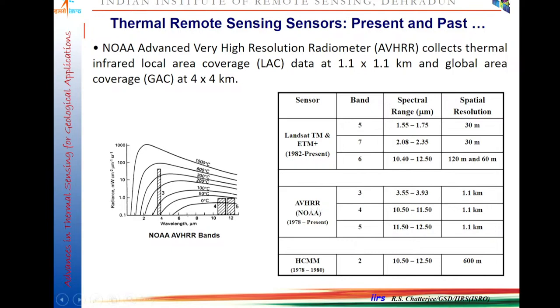In case of AVHRR in the NOAA mission, there are 3 thermal bands. One is 3.55 to 3.93, another is 10.5 to 11.5, and another is 11.5 to 12.5.